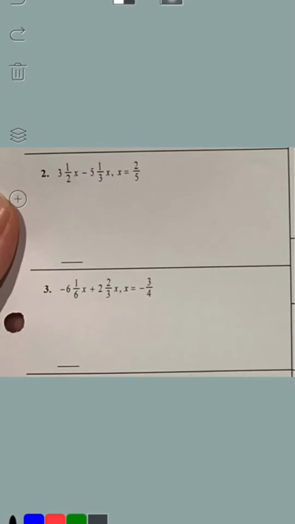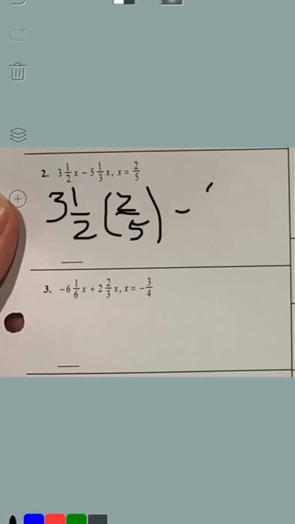Okay, so for these problems, all you're doing is taking that x, the 2/5 right here, and plugging it in for the x right there and right there. So that ends up being 3.5 times 2/5 minus 5 1/3 times 2/5. Sorry, that line doesn't mean anything.